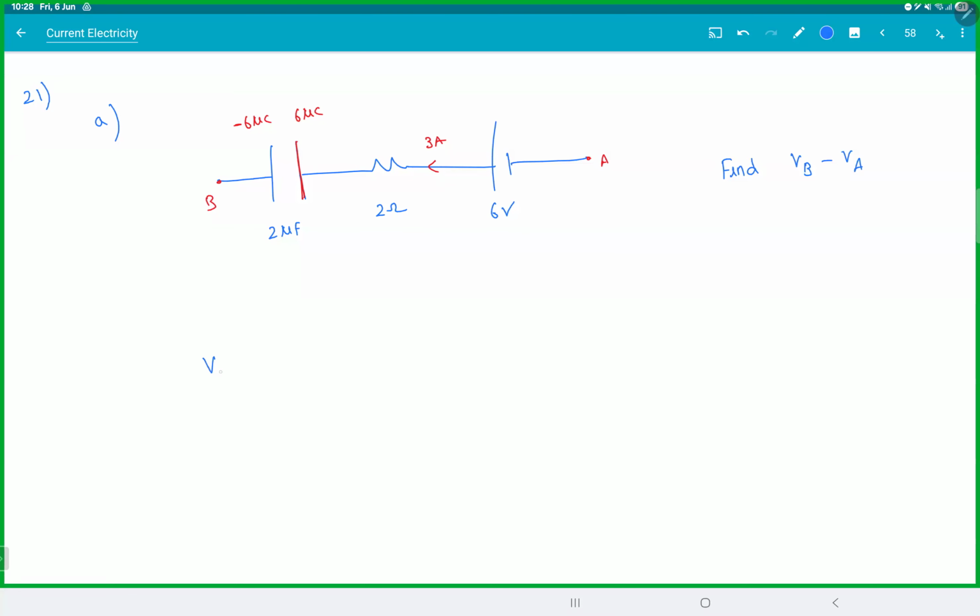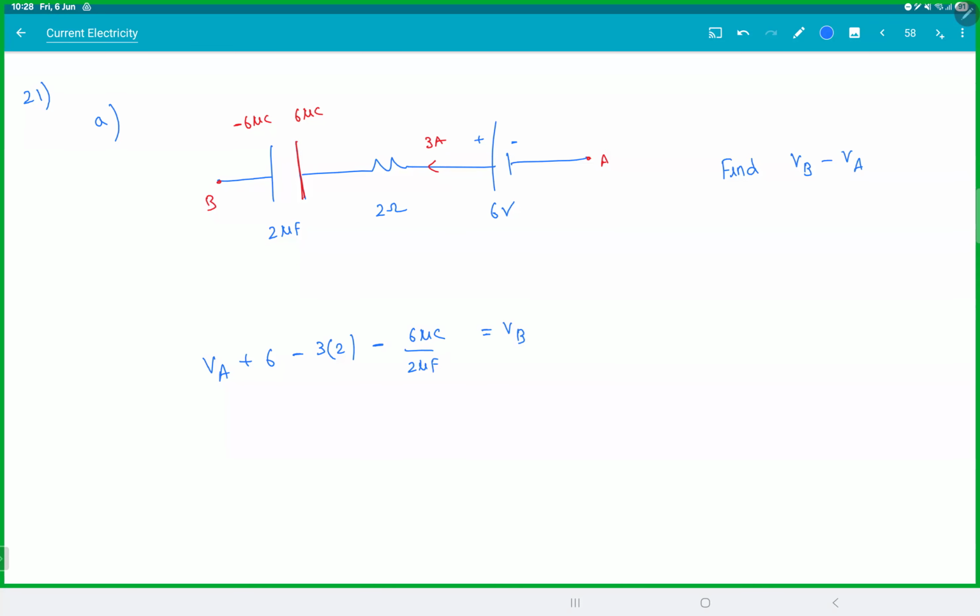I'll start from A, VA. I'm going through the battery from negative to positive, so plus 6. I'm going through the resistor in the direction of the current, so potential should drop, minus 3 into 2. Then I'm going from a positive to negative plate in a capacitor, so potential drops again, minus 6 microcoulomb by 2 microfarad. Then I reached B.